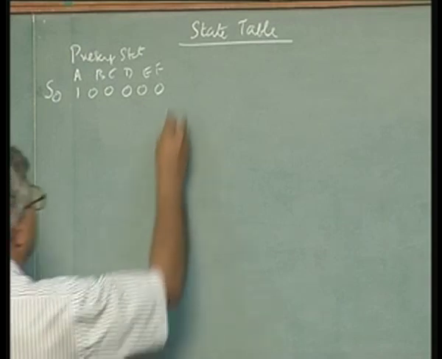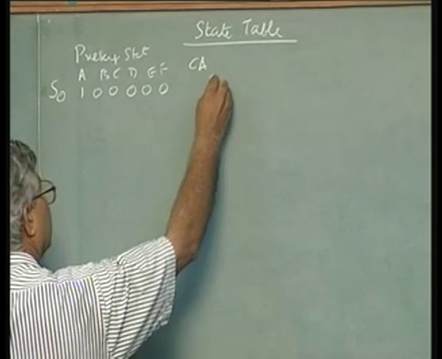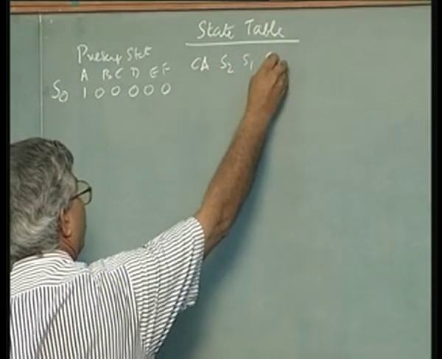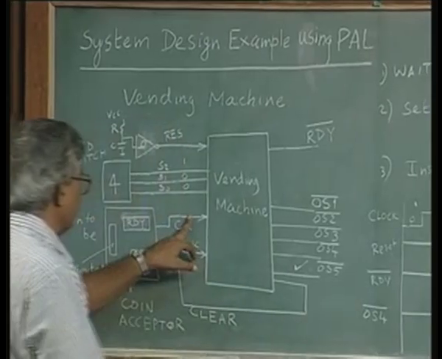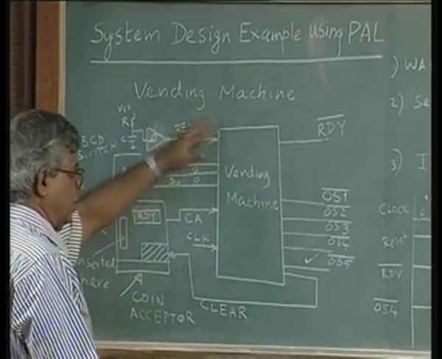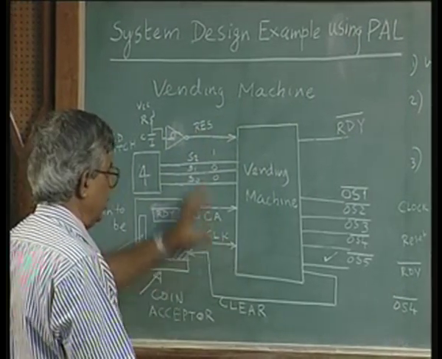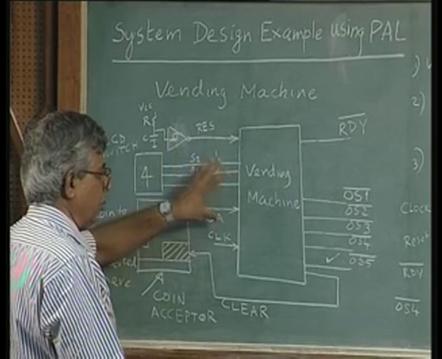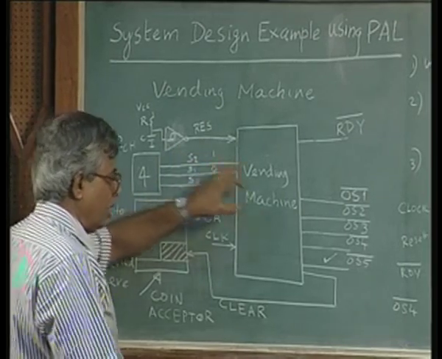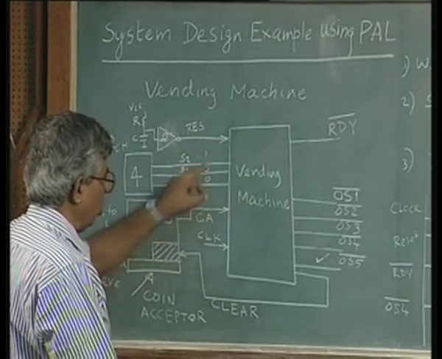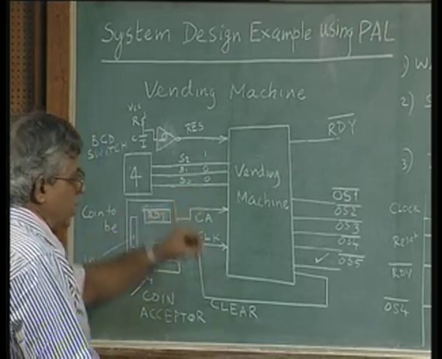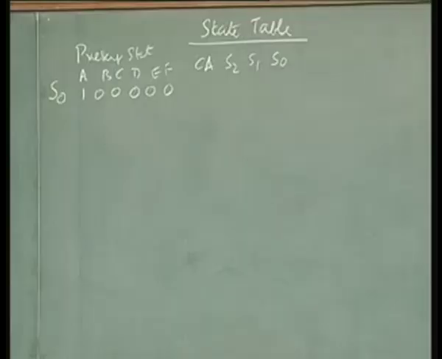Now we know that signals are CA, S2, S1, S0. These are the four signals into the vending machine. CA, reset is only once. After that, this machine is working and clock is also not to be considered. These are the four inputs to the vending machine which decides the state transition. What is the present state? What is the input? That decides the next state. That input is decided by these four inputs, namely the coin accept and three signals correspond to the choice of the beverage or the merchandise.